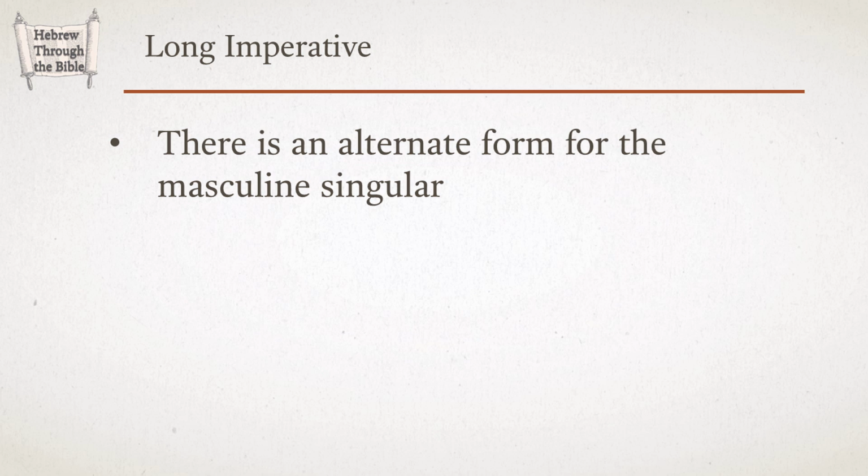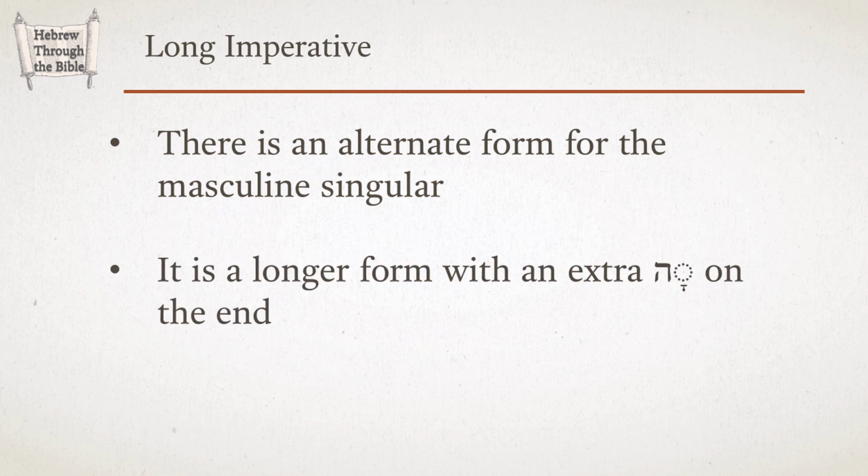There is one more form to learn in connection with the imperative. There is an alternate form for the masculine singular imperative. It is a longer form with an extra kametz he on the end. Our textbook calls this form the long imperative. It is shomra. You can see that there is a kametz he on the end, and the vowel under the first root letter is a kametz chatuf. You can think of it as the shortening of the cholim that was on the regular imperative, shomra.